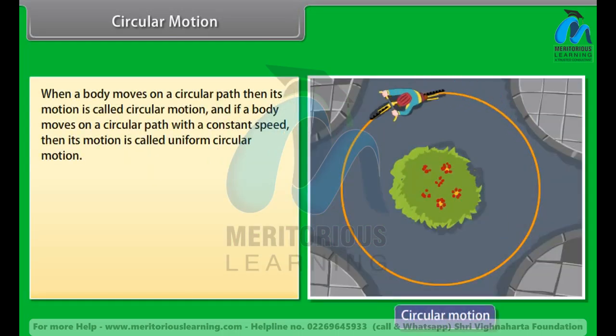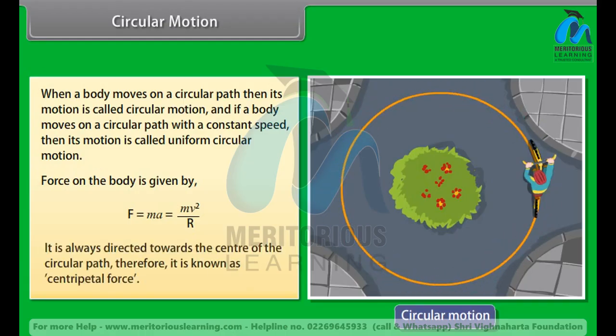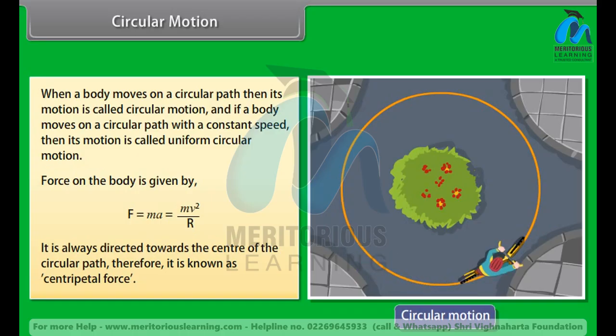When a body moves on a circular path, its motion is called circular motion. If a body moves on a circular path with a constant speed, its motion is called uniform circular motion. The force on the body is given by F = ma = mv²/r. It is always directed towards the center of the circular path. Therefore, it is known as centripetal force.